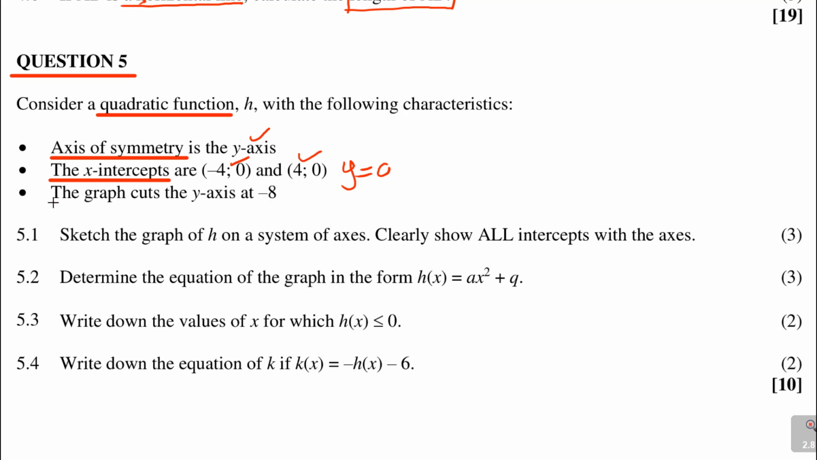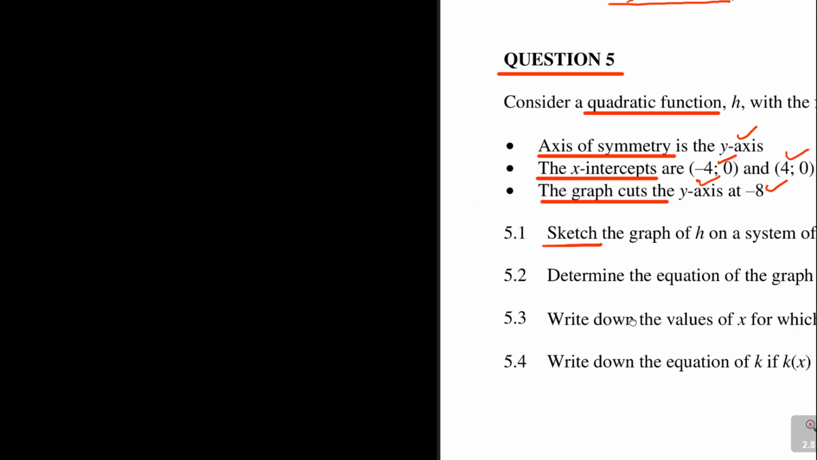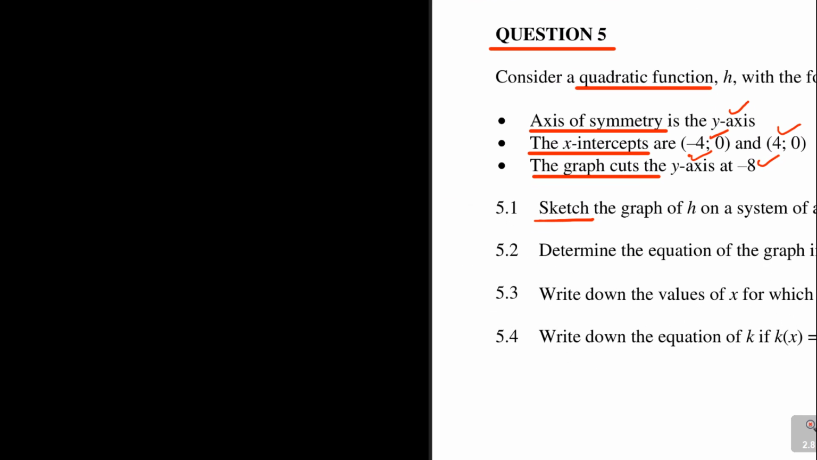The graph cuts at what? At the y-axis, and at the y-axis there is x equals minus 8. And then it says sketch the graph of h on a system of axes. Then it says clearly show all intercepts with the axis. We're going to come back to this. Let's try to sketch this graph. It's not complicated. It's just the wording that they use.